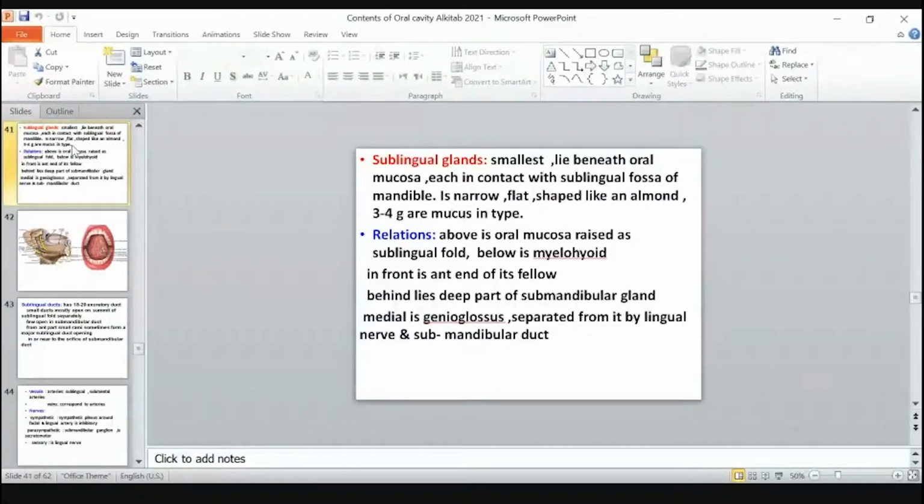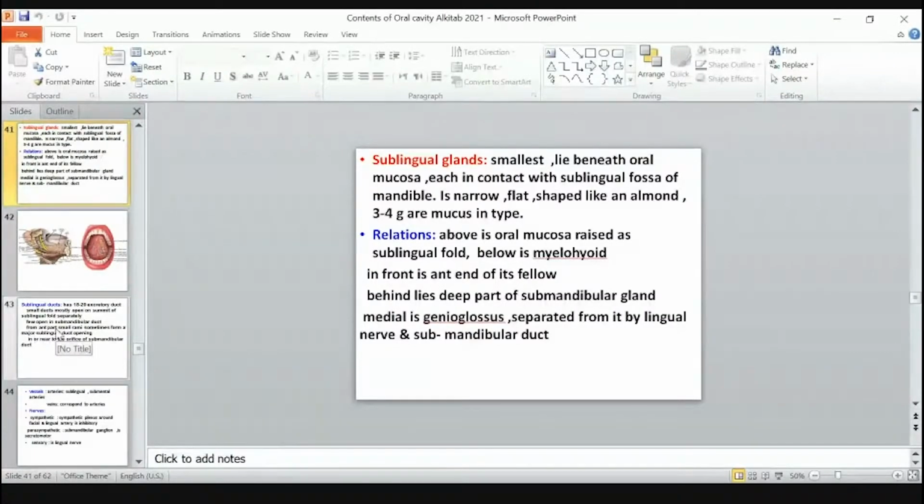Again, they are the smallest, lie beneath the oral mucosa, each in contact with the sublingual fossa of the mandible. It is narrow, flat, shaped like an almond, about 3 to 4 grams, and is mucous in type. Above it is covered with oral mucosa, raised as the sublingual fold. Below is the mylohyoid. In front, it meets its fellow on each side of the frenulum of the tongue. Behind lies the deep part of the submandibular gland. Medially is genioglossus, separated from it by the lingual nerve and submandibular duct.